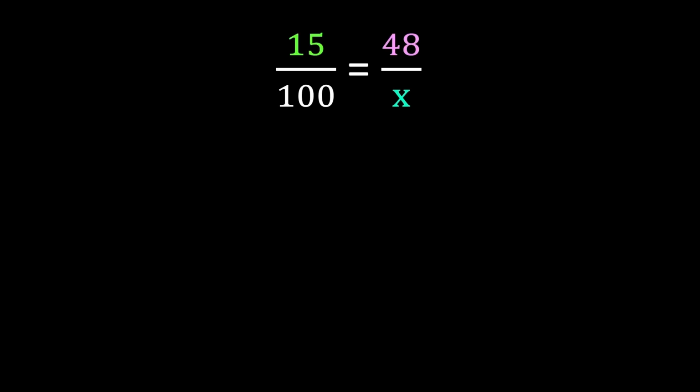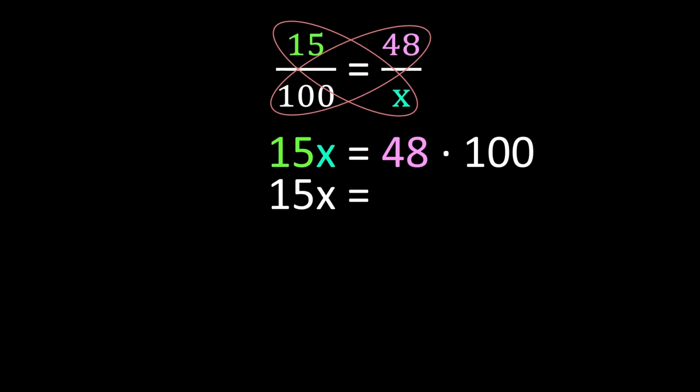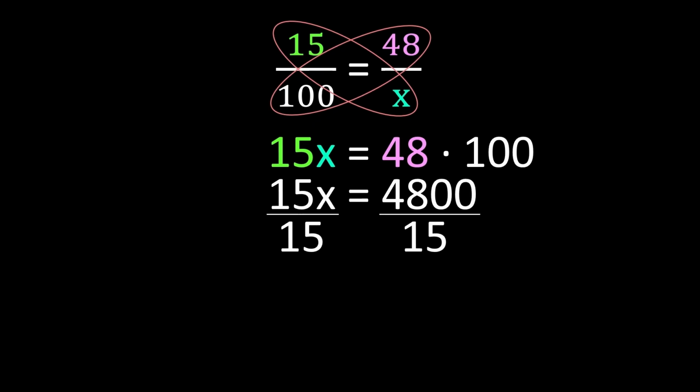We're going to start by multiplying. 15 times x is 15x, and that is equal to 48 times 100. So we have 15x equals 4800. Now we're solving a one-step equation, and to solve for x, we'll be dividing both sides by 15. I'm going to go out to the side to show the work for my division step. I'm going to put the 4800 on the inside, the 15 on the outside.